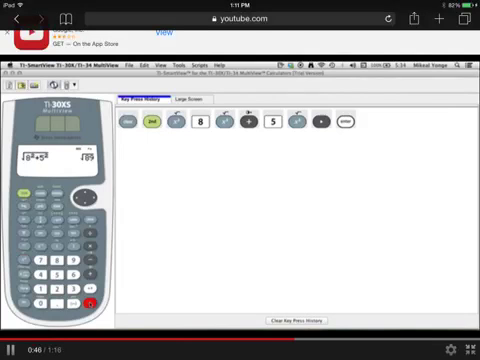We hit enter and get the result: square root of 89. Square root of 89.